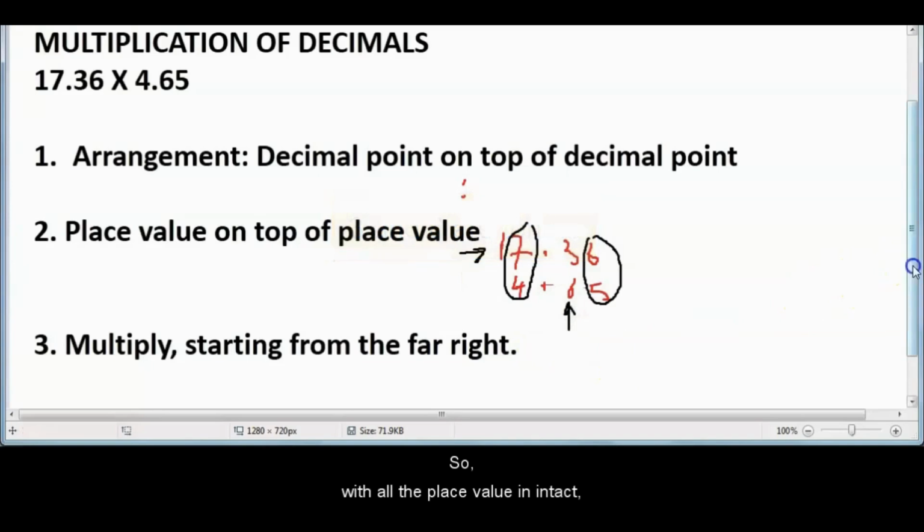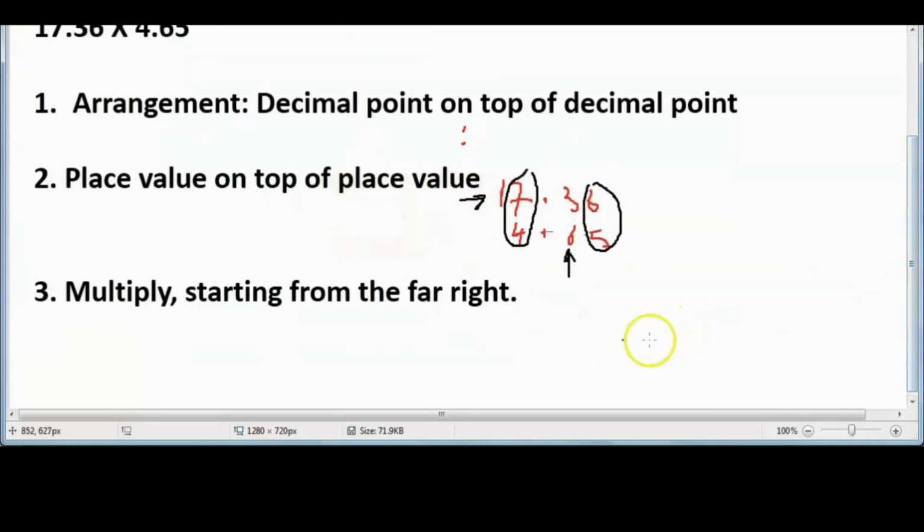So with all the place values intact, the next thing is to multiply starting from the far right. Just like in addition, multiplication also starts from the far right. So we multiply 17.36 times 4.65.